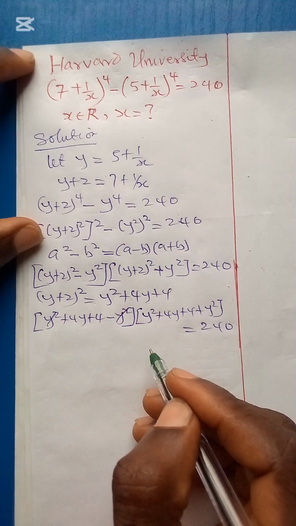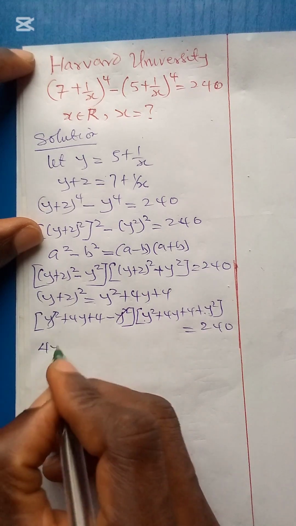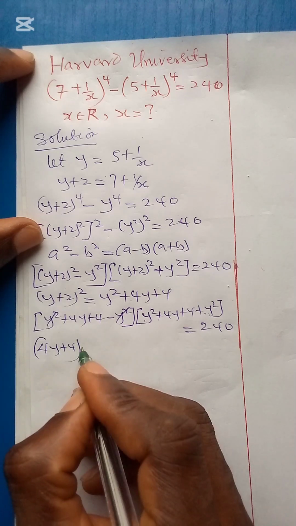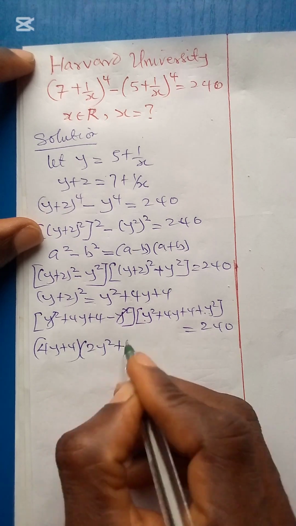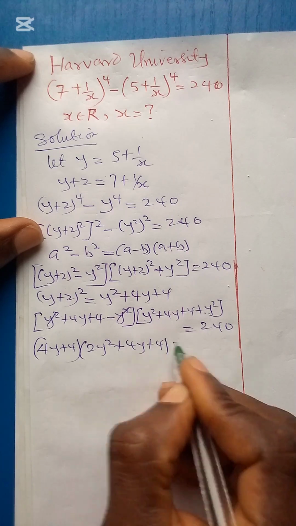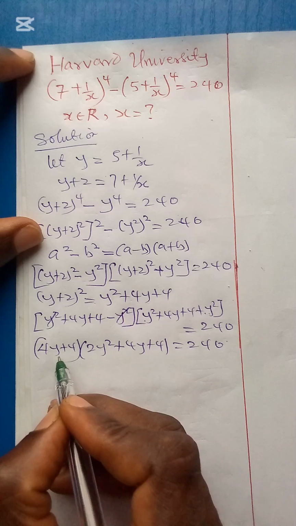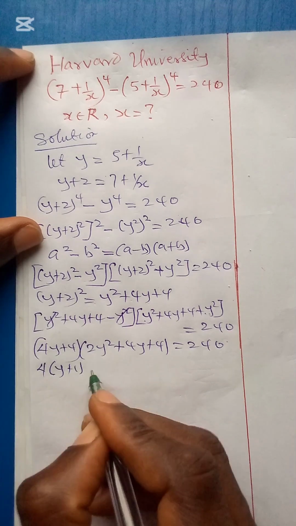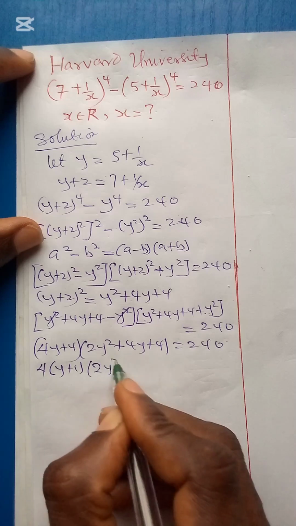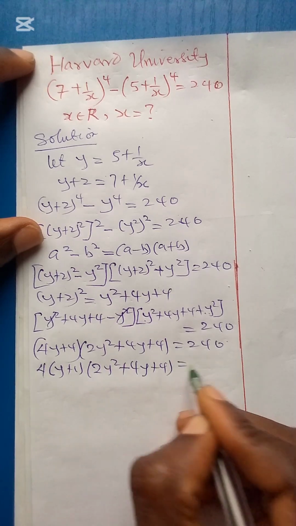This and this will cancel out. Then I will need to add these two together. That becomes (4y plus 4) in a bracket. Then in another bracket I have 2y squared plus 4y plus 4, equal to 240. Now 4 is common in this first bracket. If I factorize it out, I have (y plus 1) remaining, then (2y squared plus 4y plus 4) equals 240.